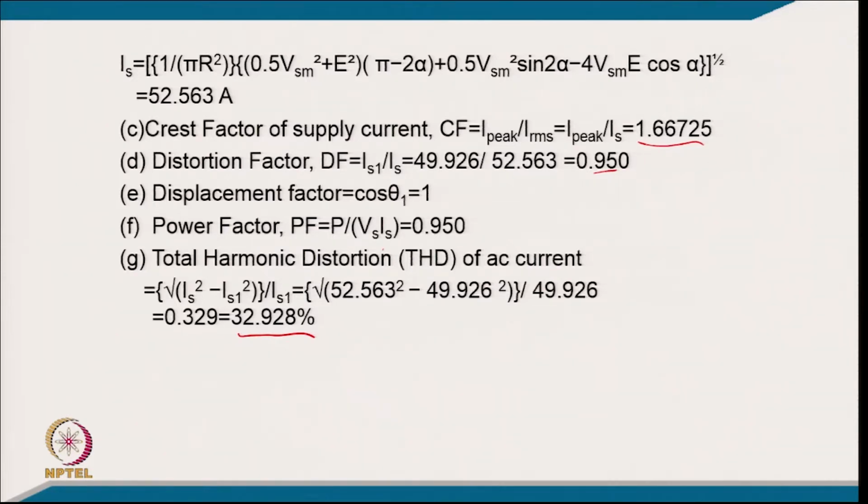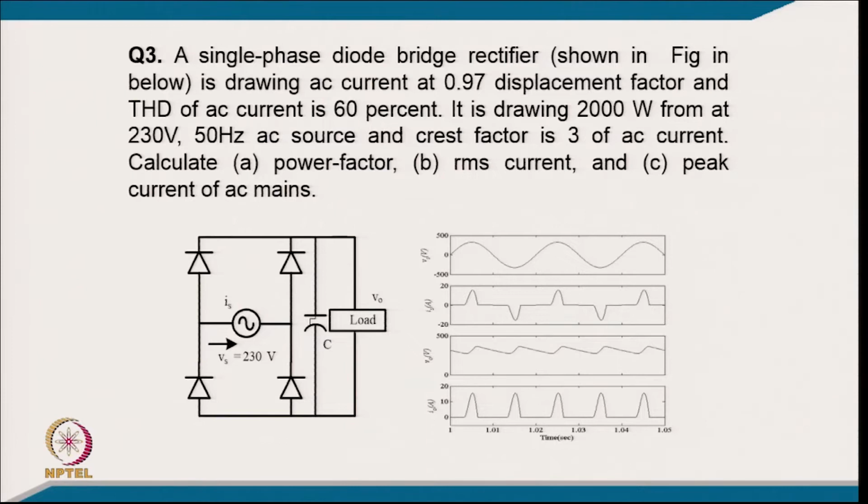However, this THD is lesser than what we have typically in the case of a square wave, that was 48% or so. Coming to numerical example 3, a single phase diode bridge rectifier shown in the figure is drawing AC current at 0.97 displacement factor, and the THD of the AC current is 60%. It is drawing 2000 watt from the 230 volt 50 hertz AC source, and the crest factor of the AC current is 3. Calculate the power factor, RMS current and peak current.